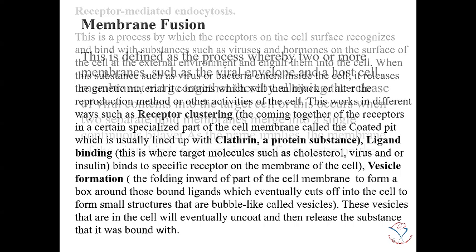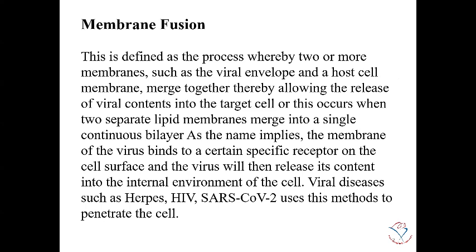Then there is another one, what we call membrane fusion. Remember that when the pathogen is coming, which is the virus or the bacteria or whatever, it has its own membrane. When it comes, it fuses with the membrane of the cell, and through that process, it allows the content to get into the cell. That's why it's talked about as the meshing together, thereby allowing the release of viral contents into the target cell. This occurs when two separate lipid membranes merge to form a single bilayer. And this, as the name implies, means that it contains a certain specific receptor on the cell surface, and the virus will then release its content into the internal environment of the cell.